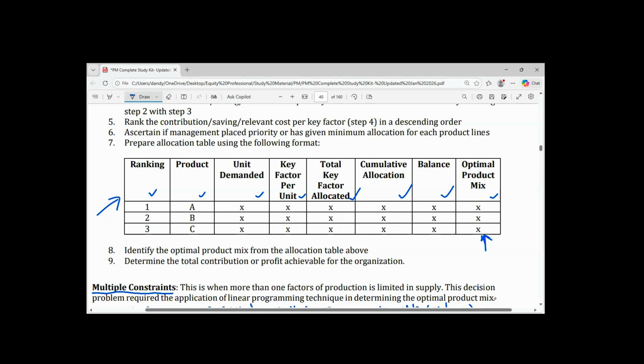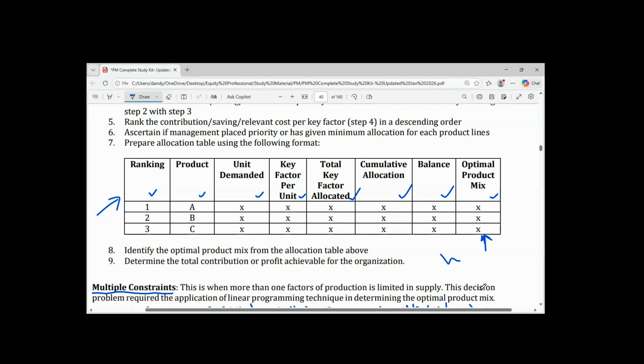Then finally, step 8 or step 7 is to now determine the profits or contribution achievable. You determine profit or contribution achievable. All right, so these are the 7 or 8 procedures that you need to carry out anytime you want to allocate limited scarce resources when there is a single constraint. All right.